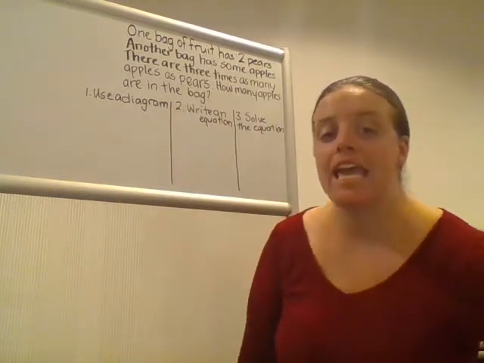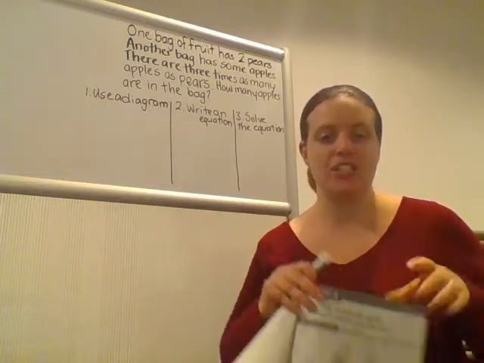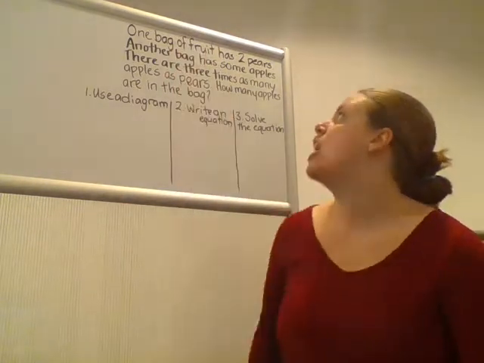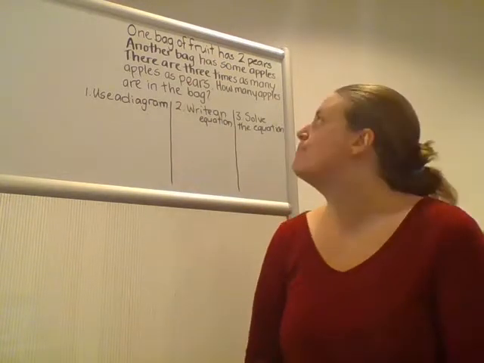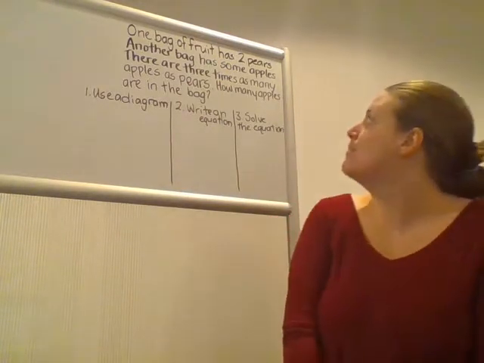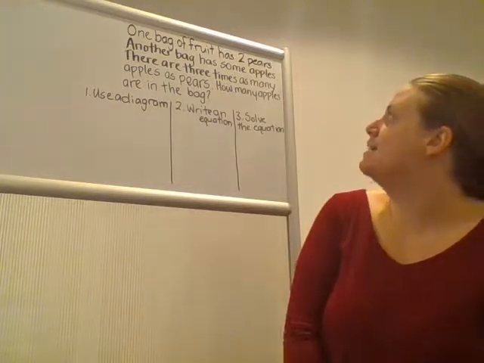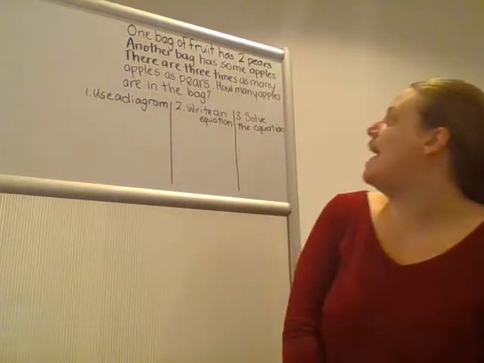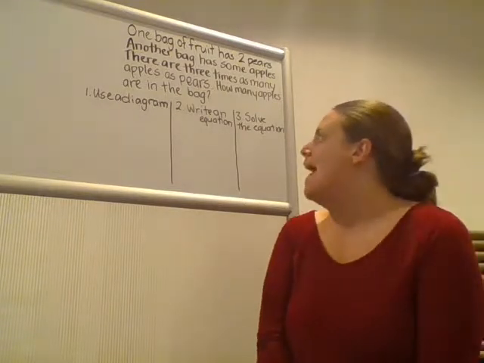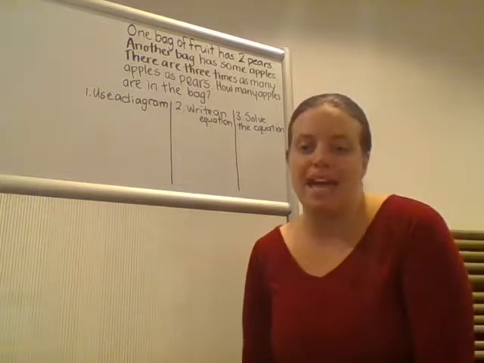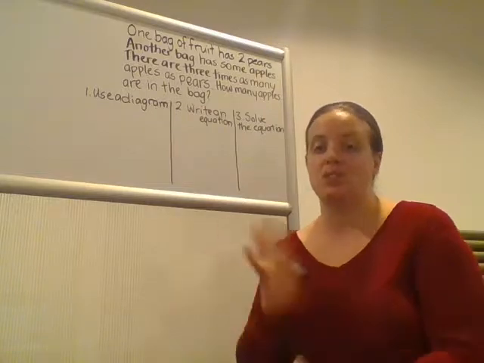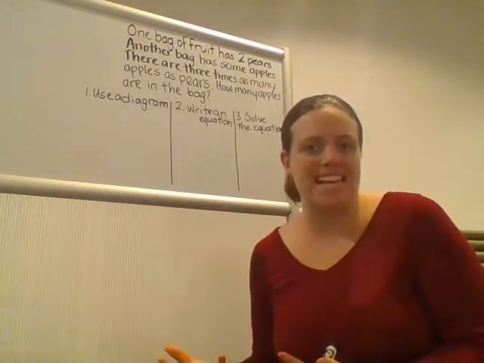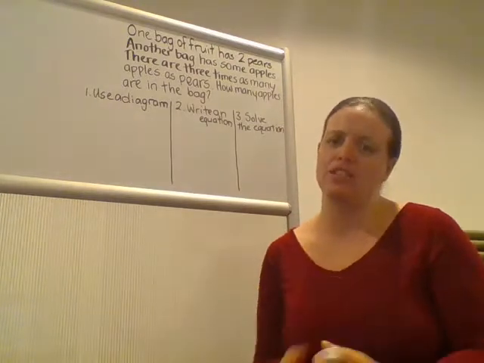So, in lesson 2 in your book, they pose this problem. One bag of fruit has 2 pears. Another bag has some apples. There are 3 times as many apples as pears. How many apples are in the bag? So here are some strategies we can use to figure out what it's asking and what the answer is.